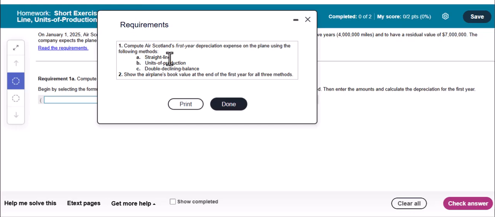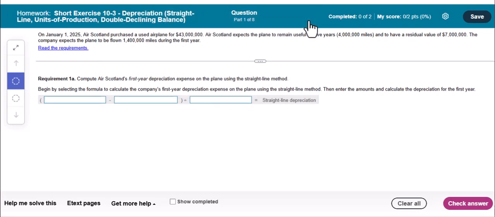Looks like we'll be using straight line depreciation for this one. So requirement 1A, compute Air Scotland's first year depreciation expense on the plane using the straight line method. Begin by selecting the formula to calculate the company's first year depreciation expense on the plane using the straight line method. Then enter the amounts and calculate the depreciation for the first year.